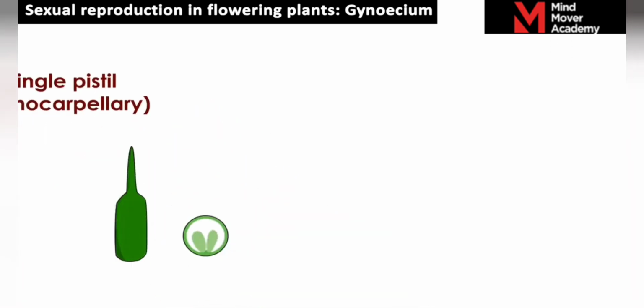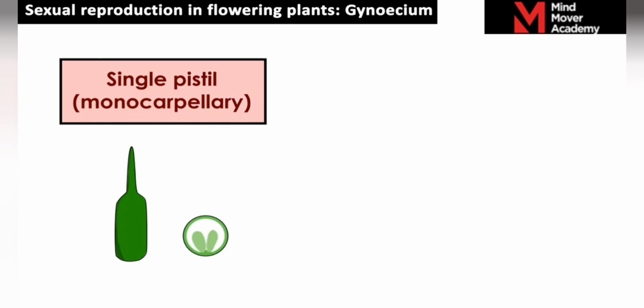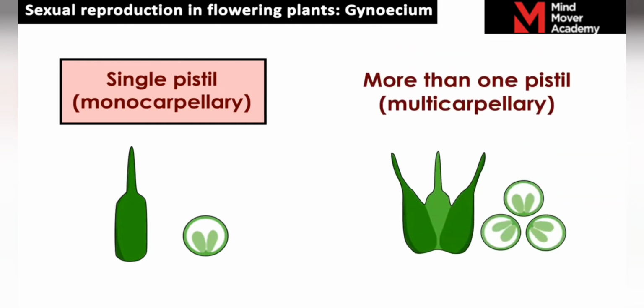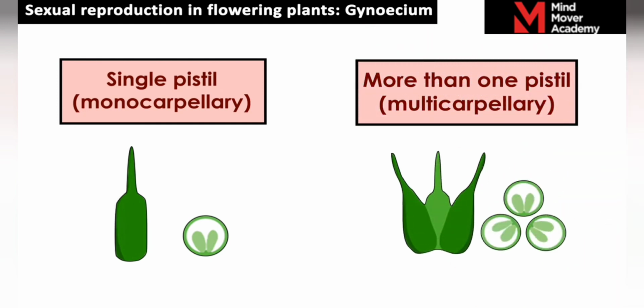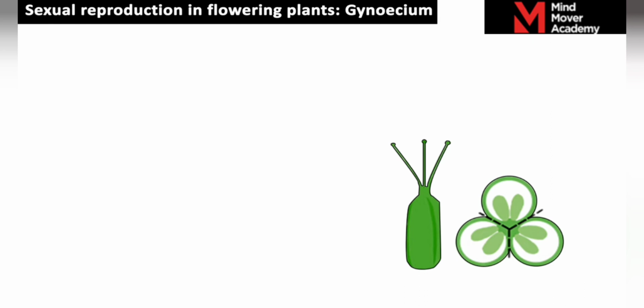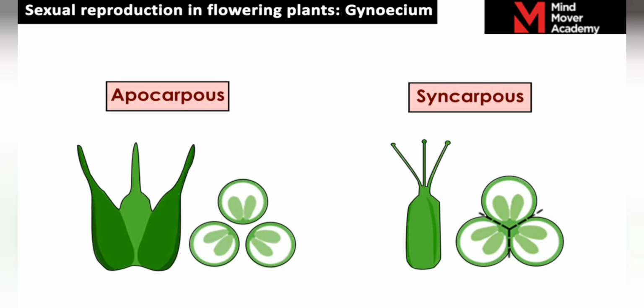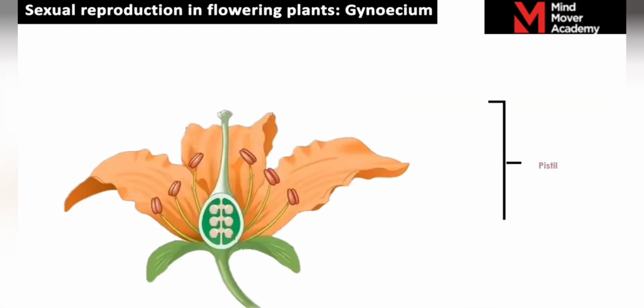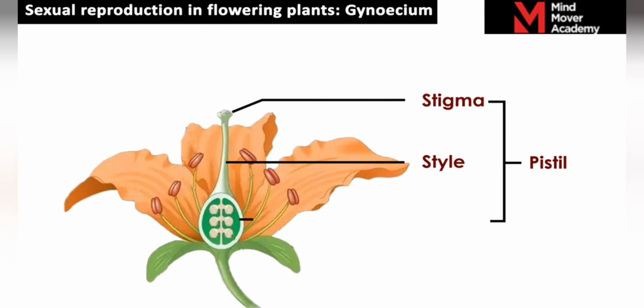The gynoecium may consist of a single pistil known as monocarpellary or may have more than one pistil known as multicarpellary. Generally, the term bicarpellary is used for two pistils and tricarpellary is used for three pistils. When there is more than one, the pistils may be fused together, known as syncarpous, or they may be free, known as apocarpous. We know that the pistil is further divided into three parts. Yes, the pistil is divided into stigma, style and ovary.